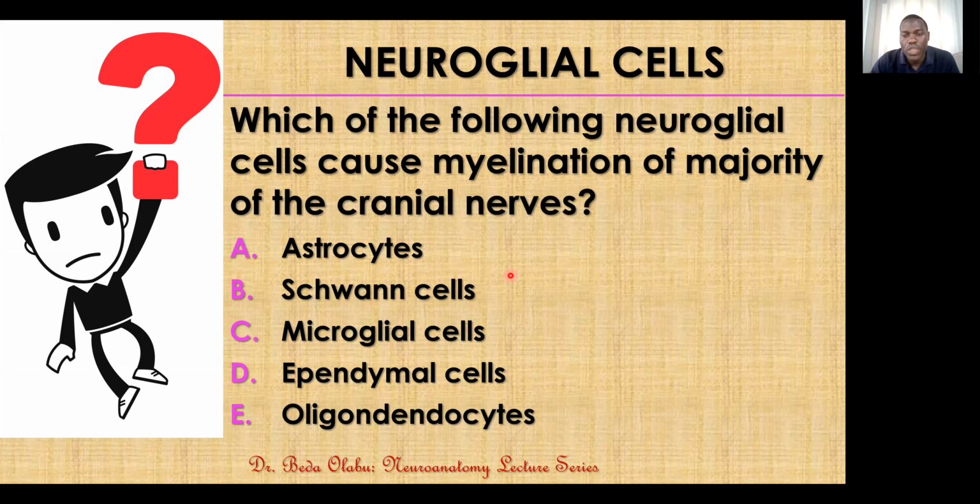So, who wants to offer the correct response? Anyone? Yes. Schwann cells. Okay, very good. Schwann cells. And the reason is because cranial nerves are part of the peripheral nervous system. We just said that one. I've seen many people choosing oligodendrocytes. Cranial nerves are part of the peripheral nervous system. The central nervous system is brain and spinal cord. So the correct response here is that one.